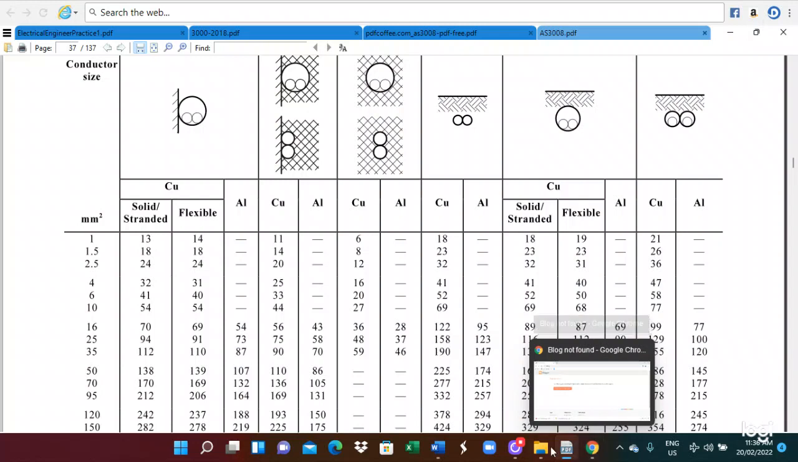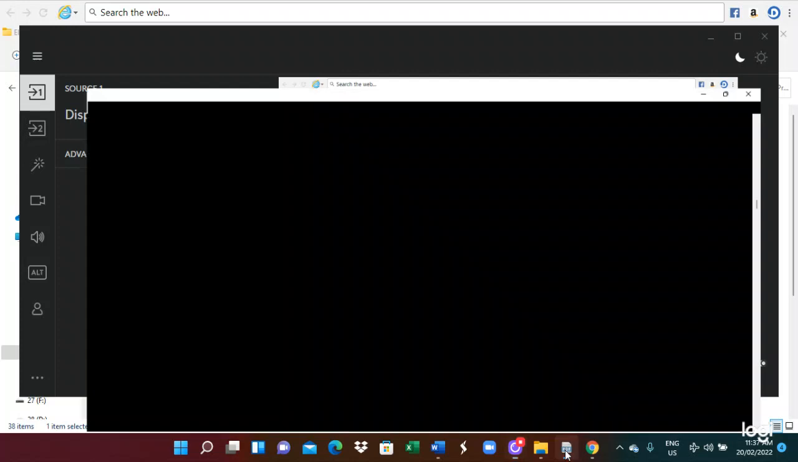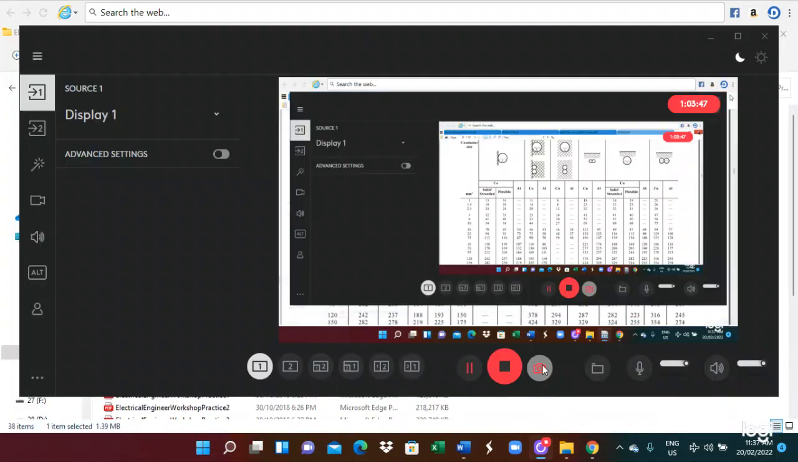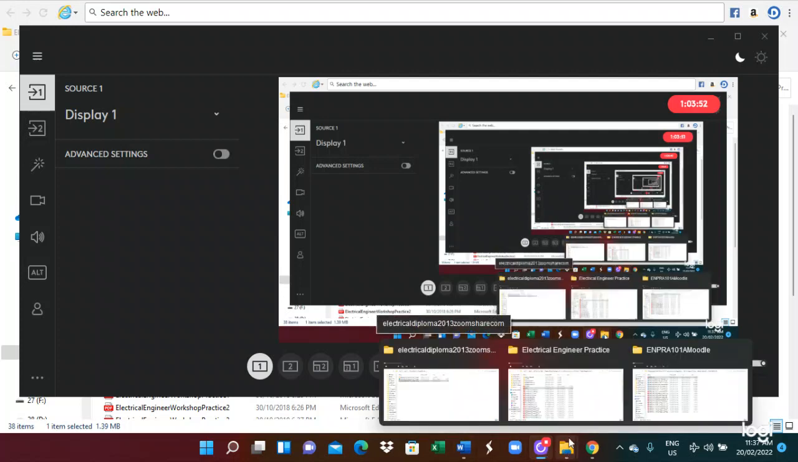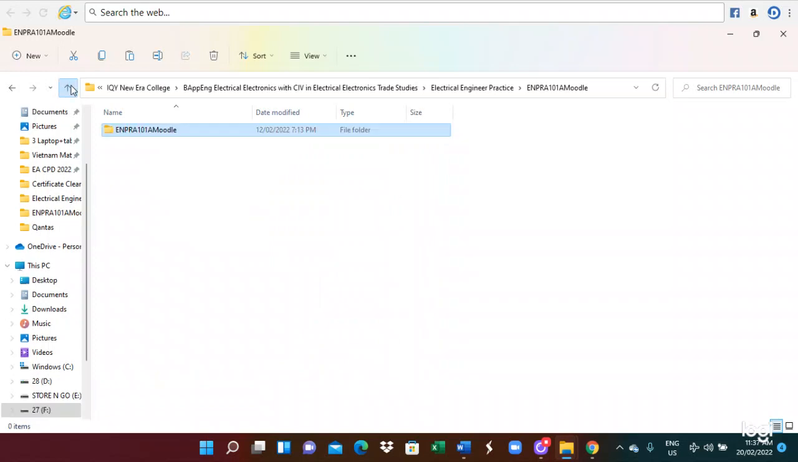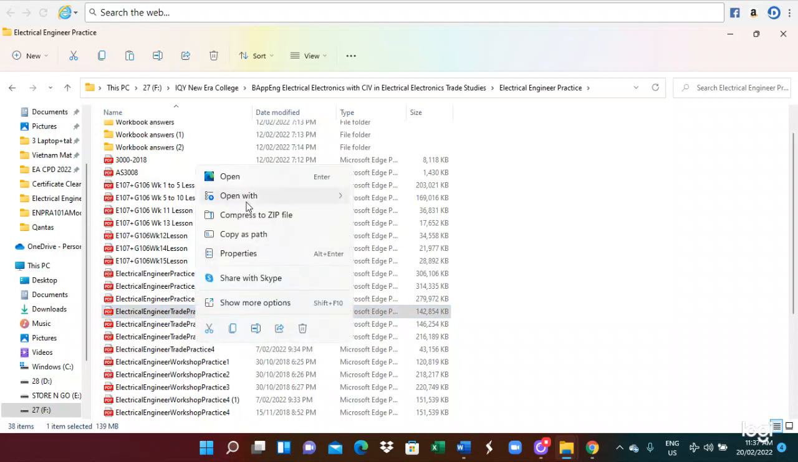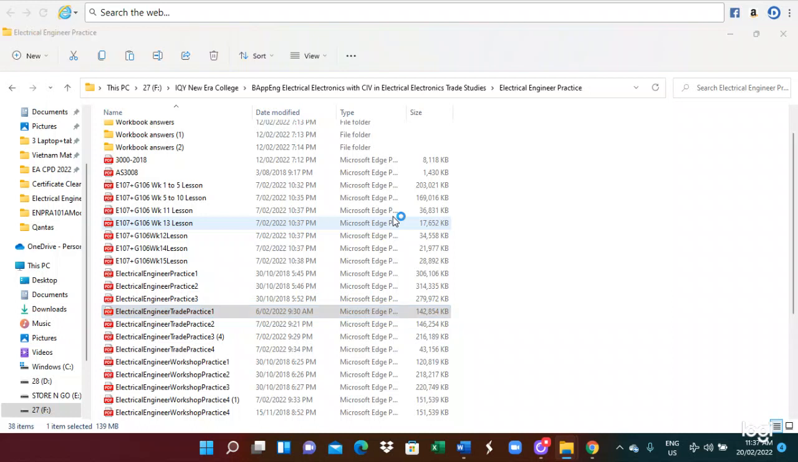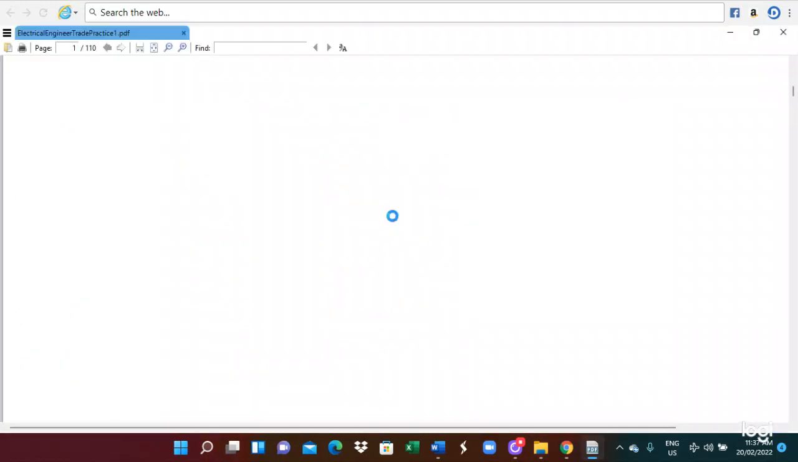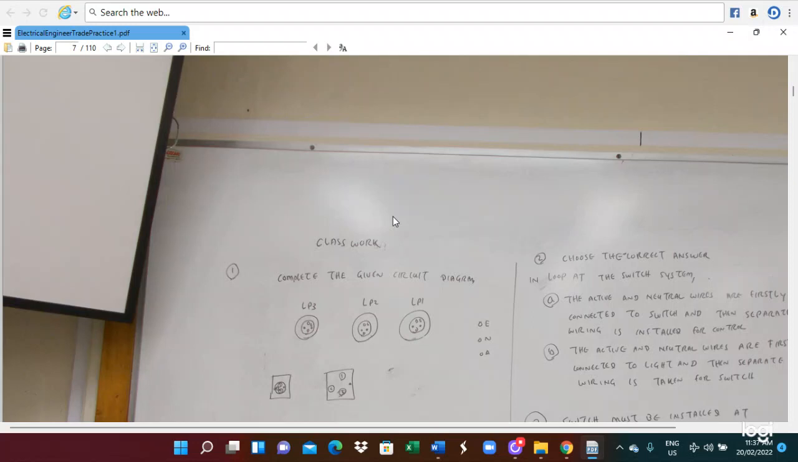Okay, this is for the electrical engineer practice. And then we can also talk about the electrical trade practice. Electrical trade practice part one, for the lower level trade course. The last time we finished at page 32, so now we finish at page 33. This is for the higher levels of electrical trade practice.